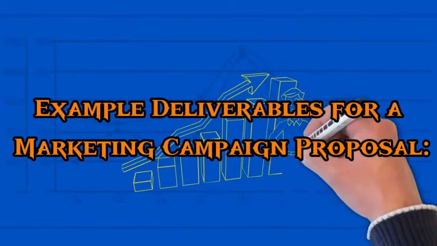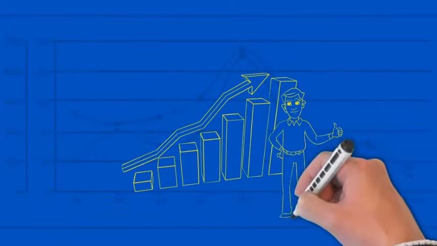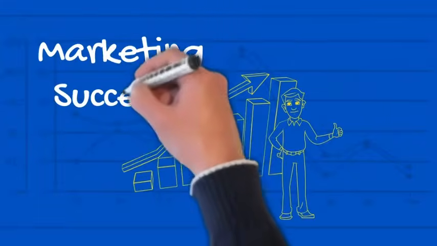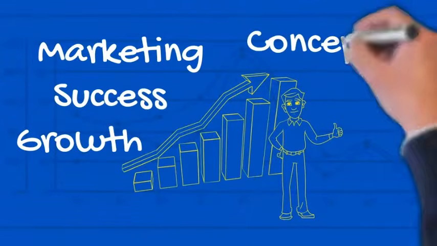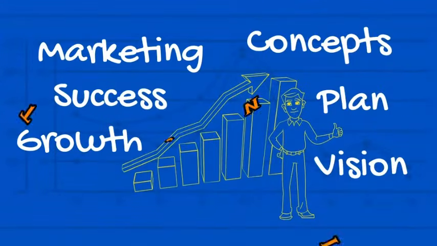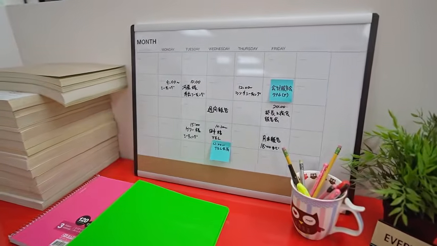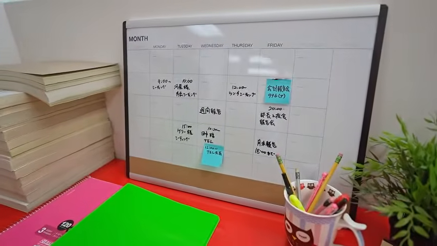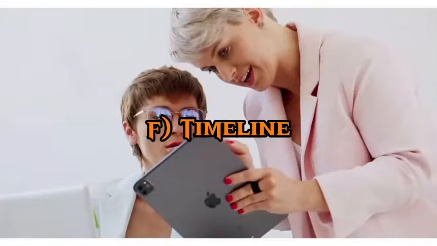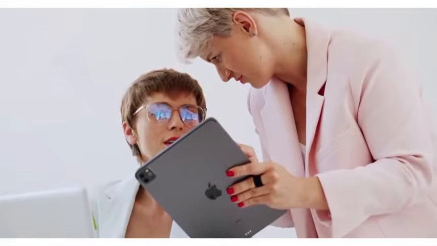Example deliverables for a marketing campaign proposal. A 6-month content calendar. Monthly performance reports. 5 custom-designed ads. Why it's important. Deliverables provide transparency and help avoid misunderstandings later. Timeline. Provide a clear and realistic timeline for completing the project.